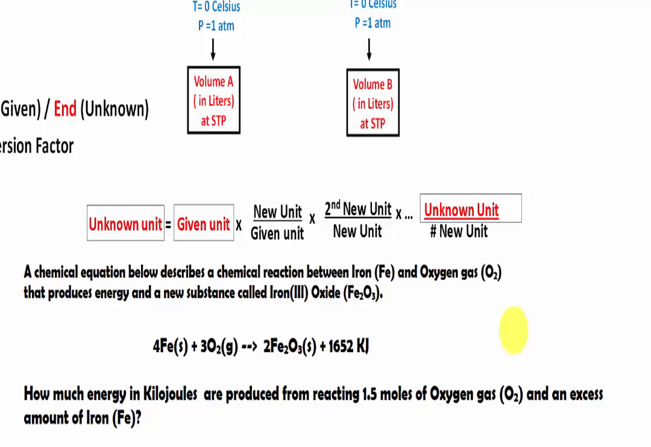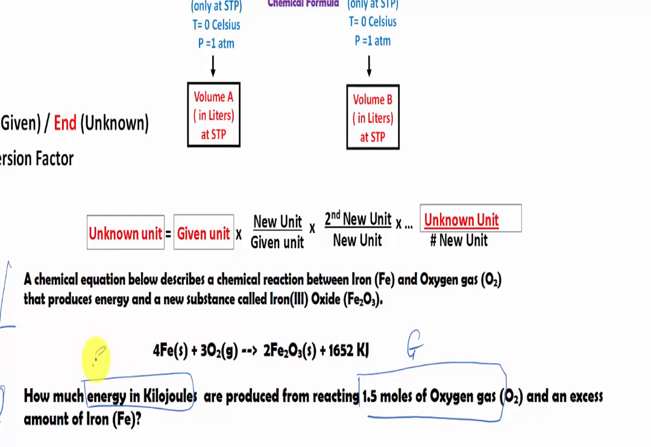Let's try another problem. Again, the description for the reaction is still the same, but I changed the question around. How much energy in kilojoules is produced from reacting 1.5 moles of oxygen gas and an excess amount of Fe? So we know right away, our given is 1.5 moles of oxygen gas. This is our given, and we're looking for how much energy in kilojoule.